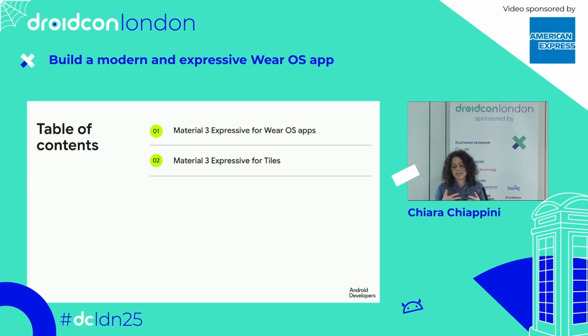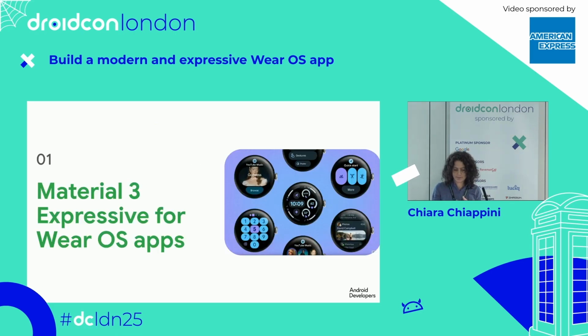So in this talk, we will learn how to use the modern design and unique capabilities of Wear OS to give your users quick access to their favorite features. I will show you the newest API to build modern and expressive apps and tiles by using Material3 Expressive for Wear OS. So let's start with Wear OS apps.